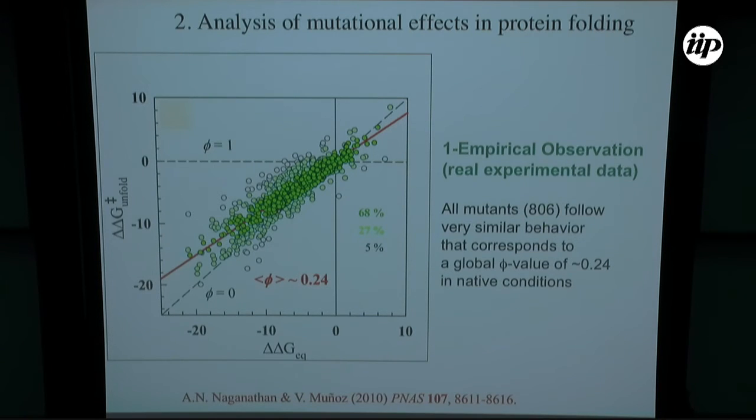Sorry, the other way around. 75% is not made yet, 25% is already made. Sorry, I said it the wrong way. Otherwise it would be hardly a transition state.